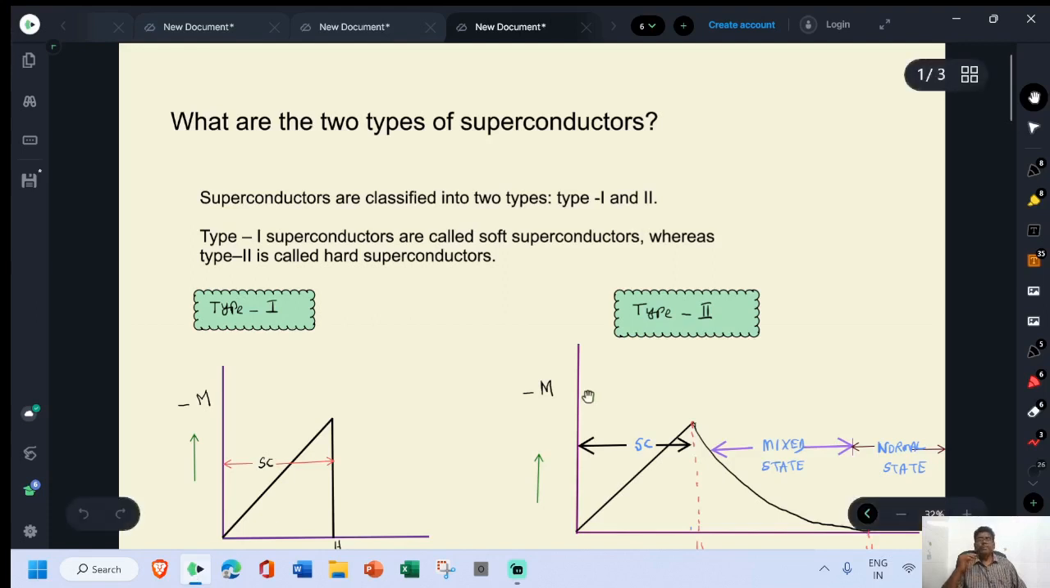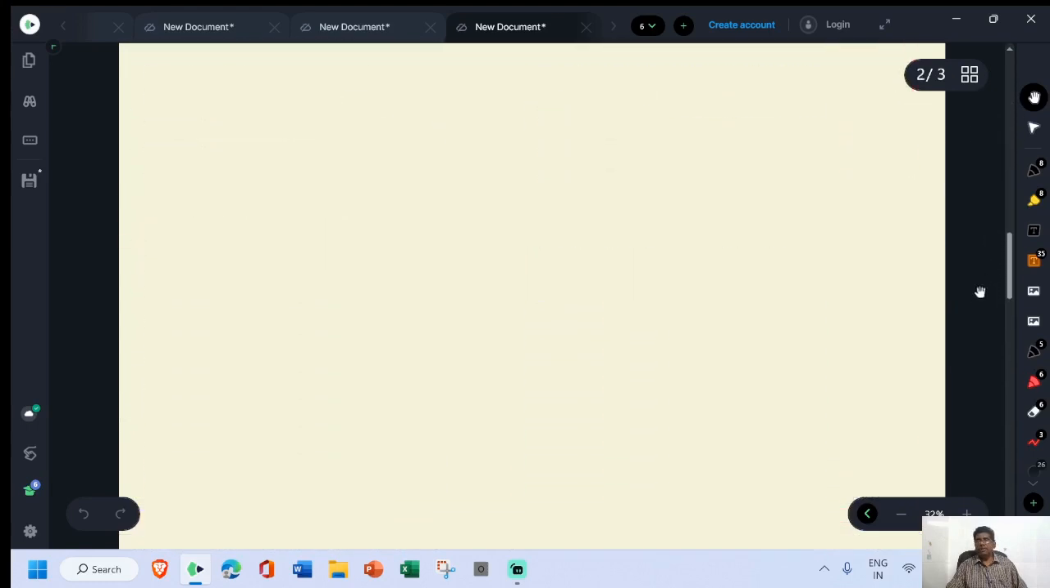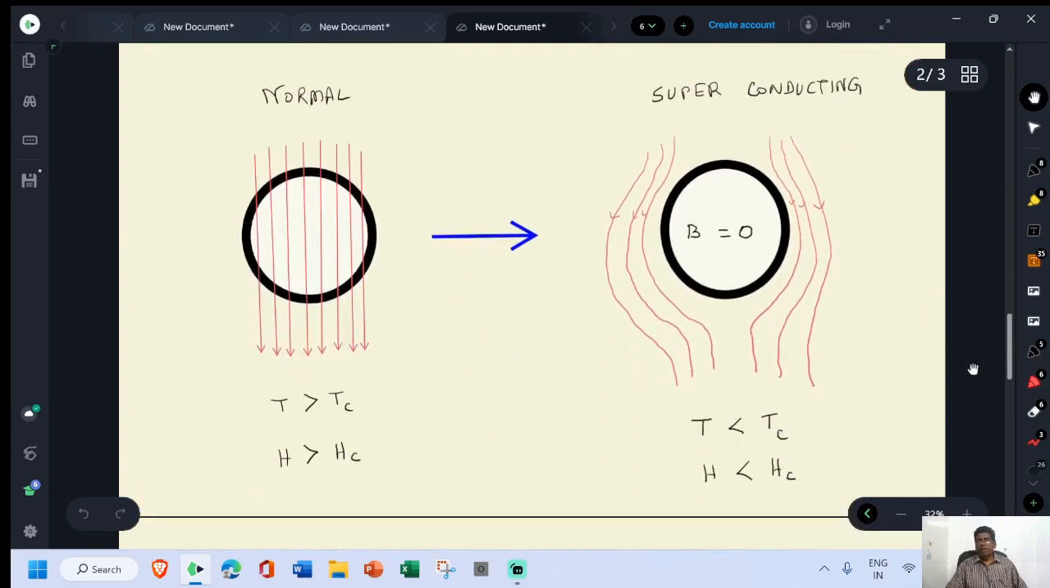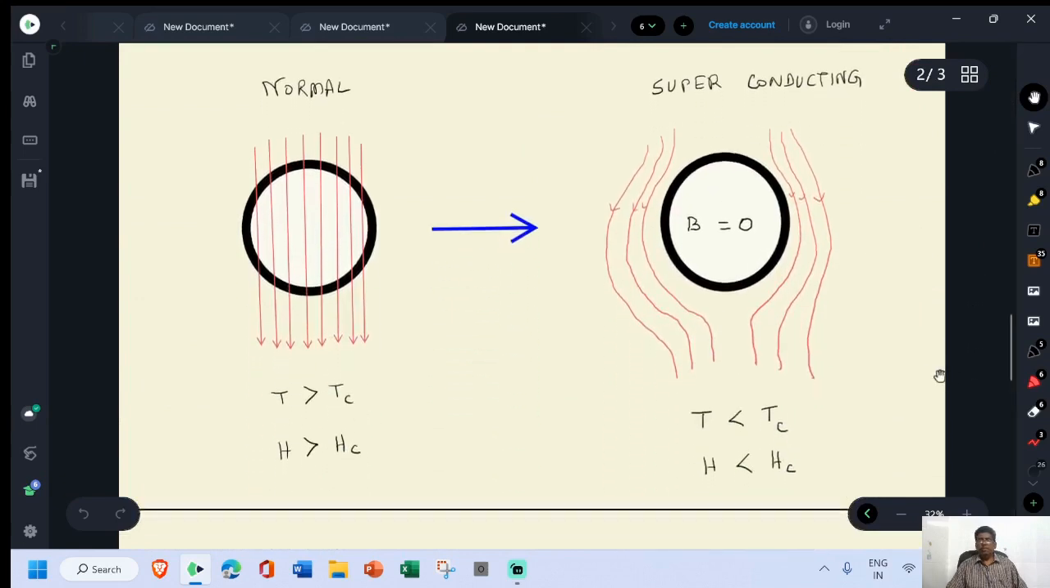In this presentation, we have talked about the types of superconductors. Superconductors are classified into two types. They are type 1 and type 2. Type 1 superconductors are called soft superconductors, whereas type 2 is called hard superconductors. The classification is made on the basis of the Meissner effect. We talked more about the Meissner effect in the previous lecture. Now we will recall the same.